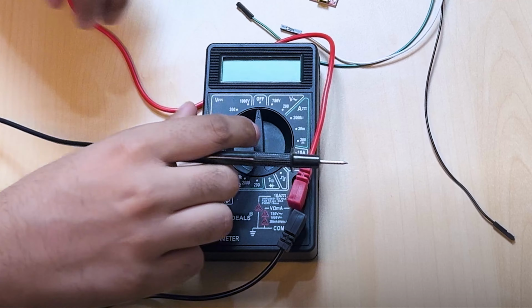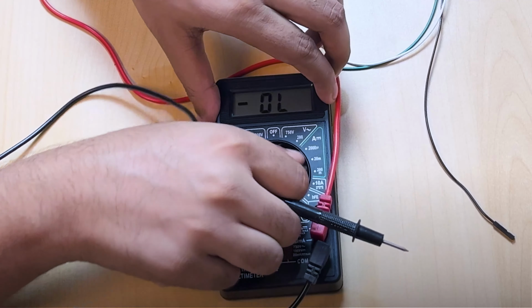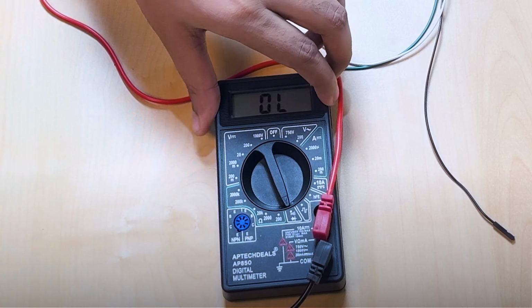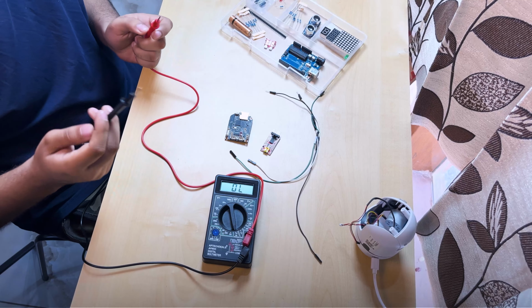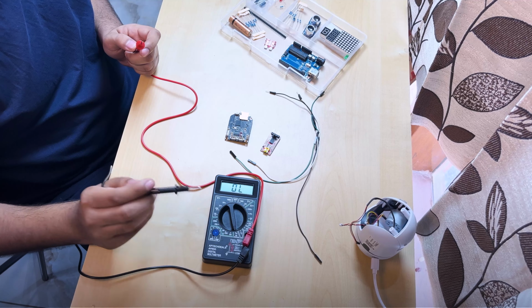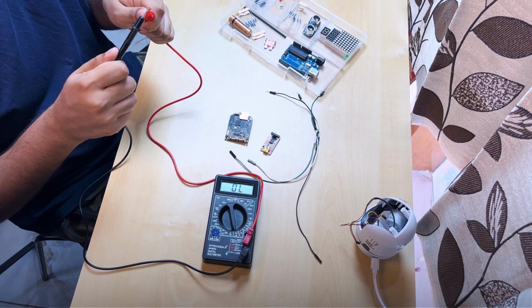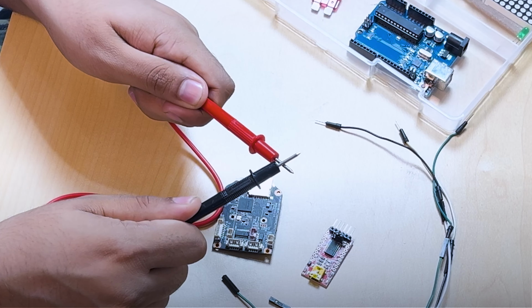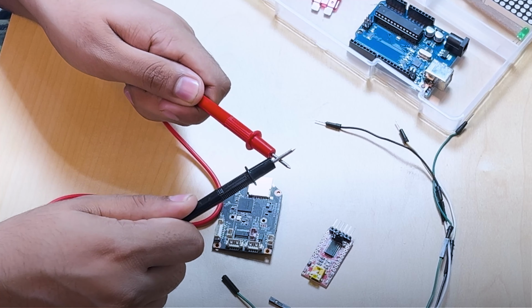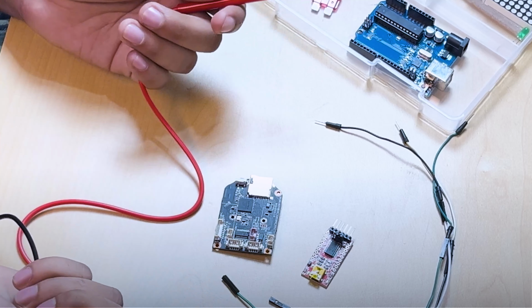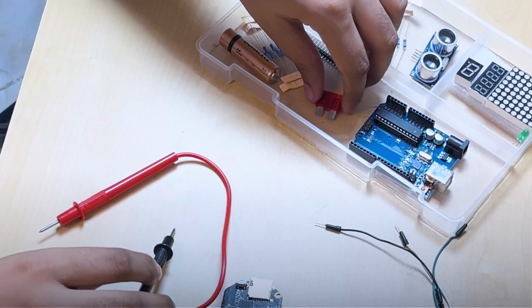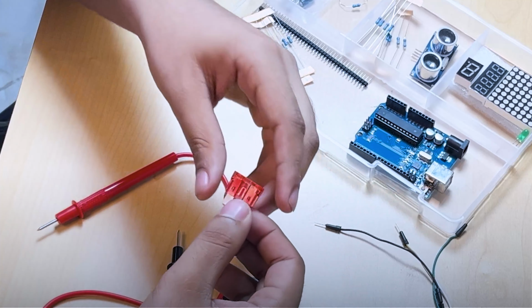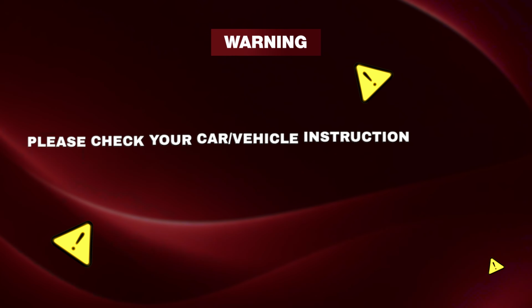What I'm going to do first is shift my mode to the continuity mode. So I'll go till here. The arrow is pointing towards the Wi-Fi symbol, and what I'm going to do is just touch the probes against each other. There's a beep, which means that the connection is continuous, and voila, I have my connection. If I want to be even more precise, what I can do is take one of these.